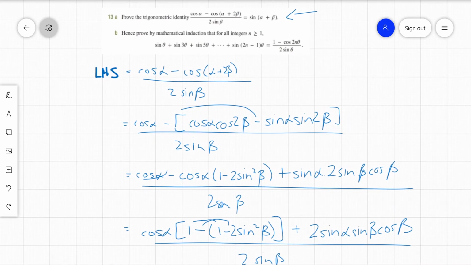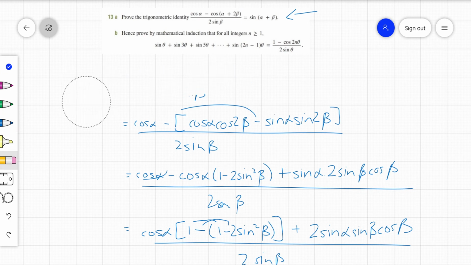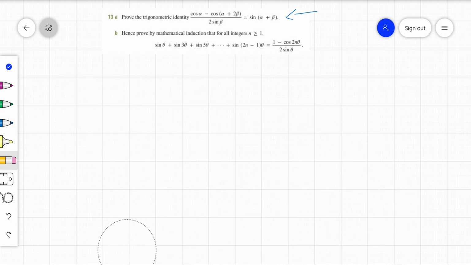There we go. So what we can do is use that in our second part. Hopefully you've really got your trig going from year 11, and you're practicing and revising it all the time. So we're going to use it here. I'm going to skip a few steps.